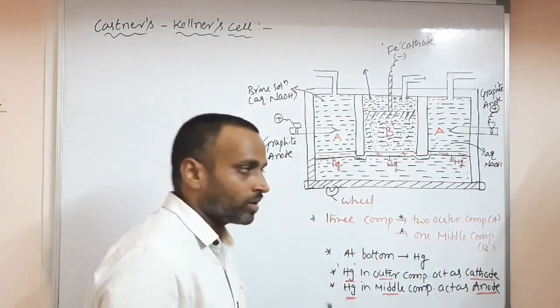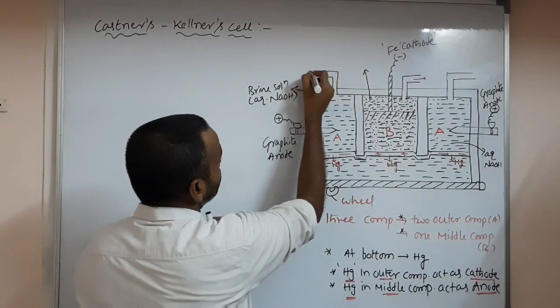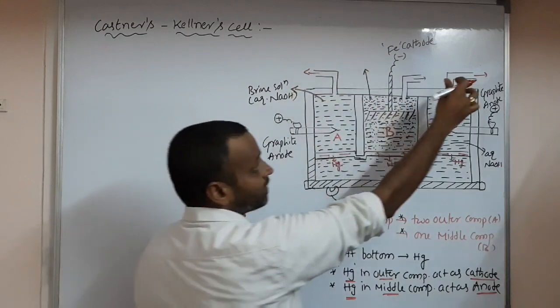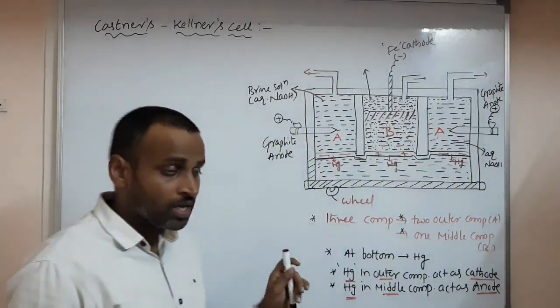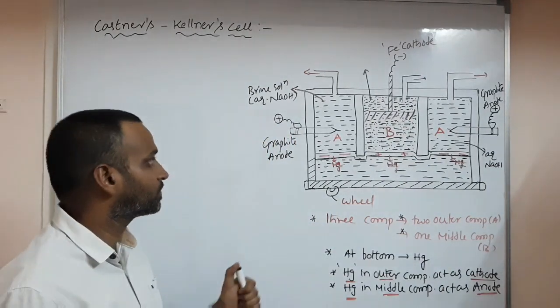So electrolyte is required now that we are taking. During electrolysis, these are the outlets actually. Through this outlet what will come, and here what will come? Gas. The same gas will come here also. But in the middle compartment one gas will come. What is that? Let's see later.